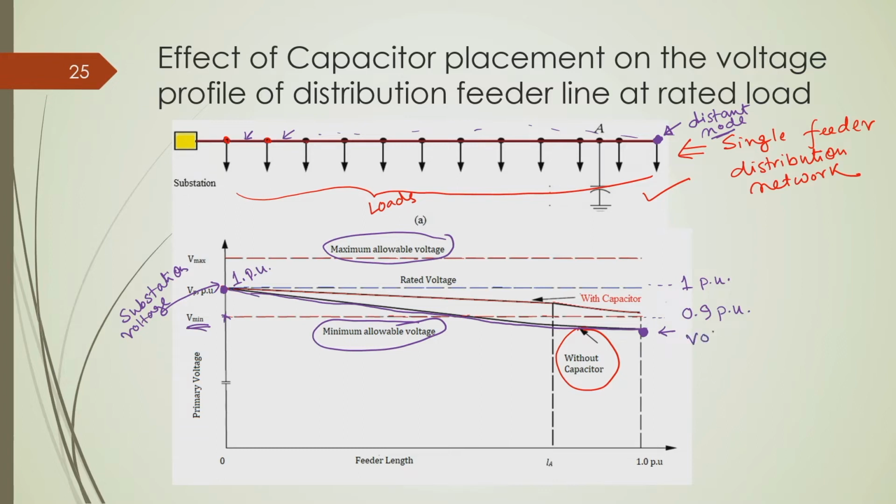this voltage is lower than the minimum allowable voltage. That might be any value lower than 0.9, that might be 0.85, 0.87 or whatever. But the customers who are connected at that node, which is the distant node of that particular feeder, they will experience under voltage.